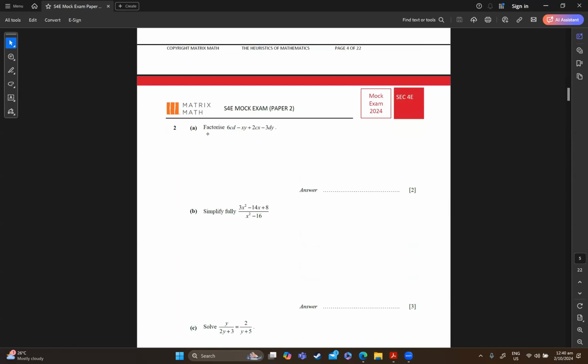Okay, question 2a. So what you want to do is rearrange this. So you can write this as 6cd minus 3dy plus 2cx minus xy. Factorize 3d out over here. You have 2c minus y. Factorize x over here. You will have 2c minus y. So do you see this and this? Factorize it out now. You will get 3d plus x.